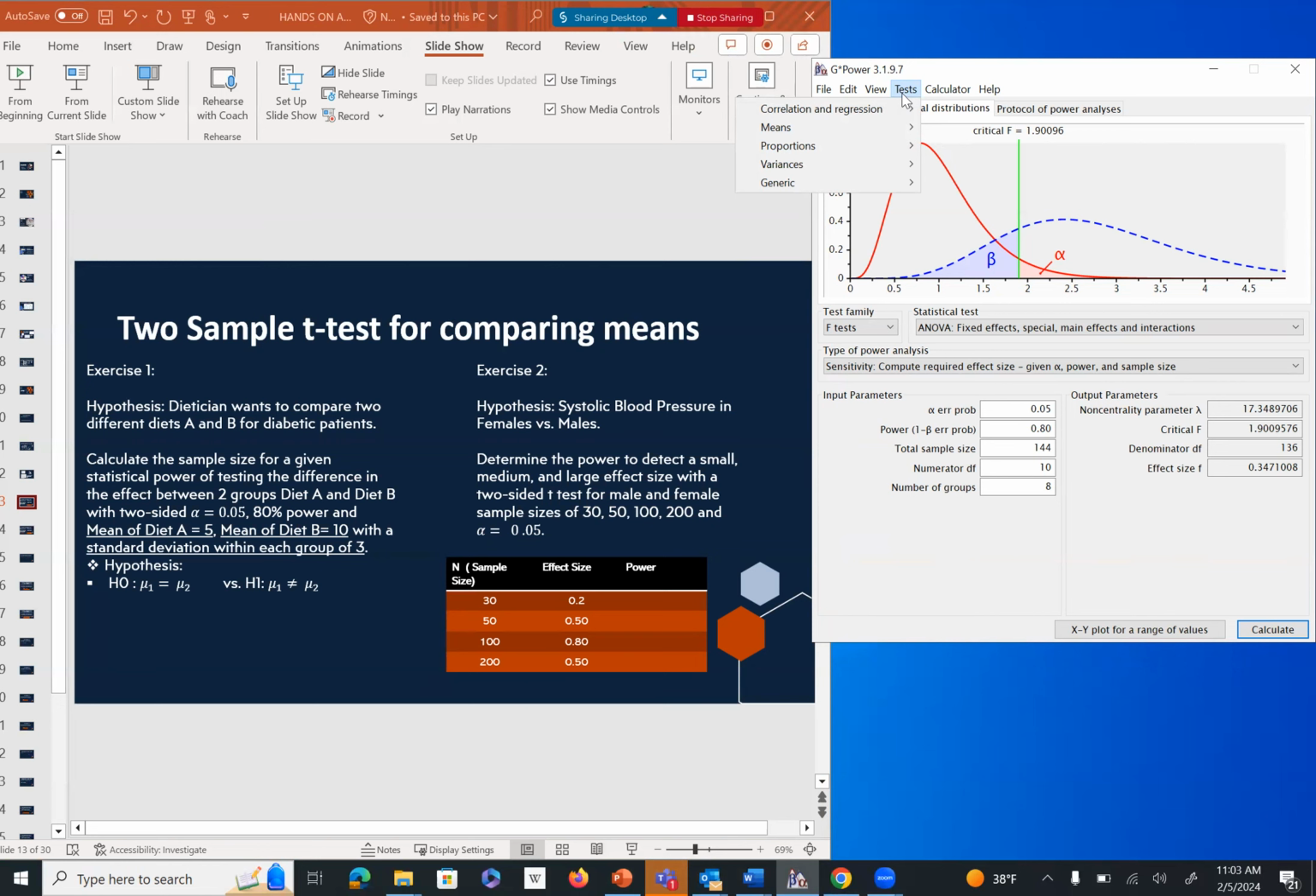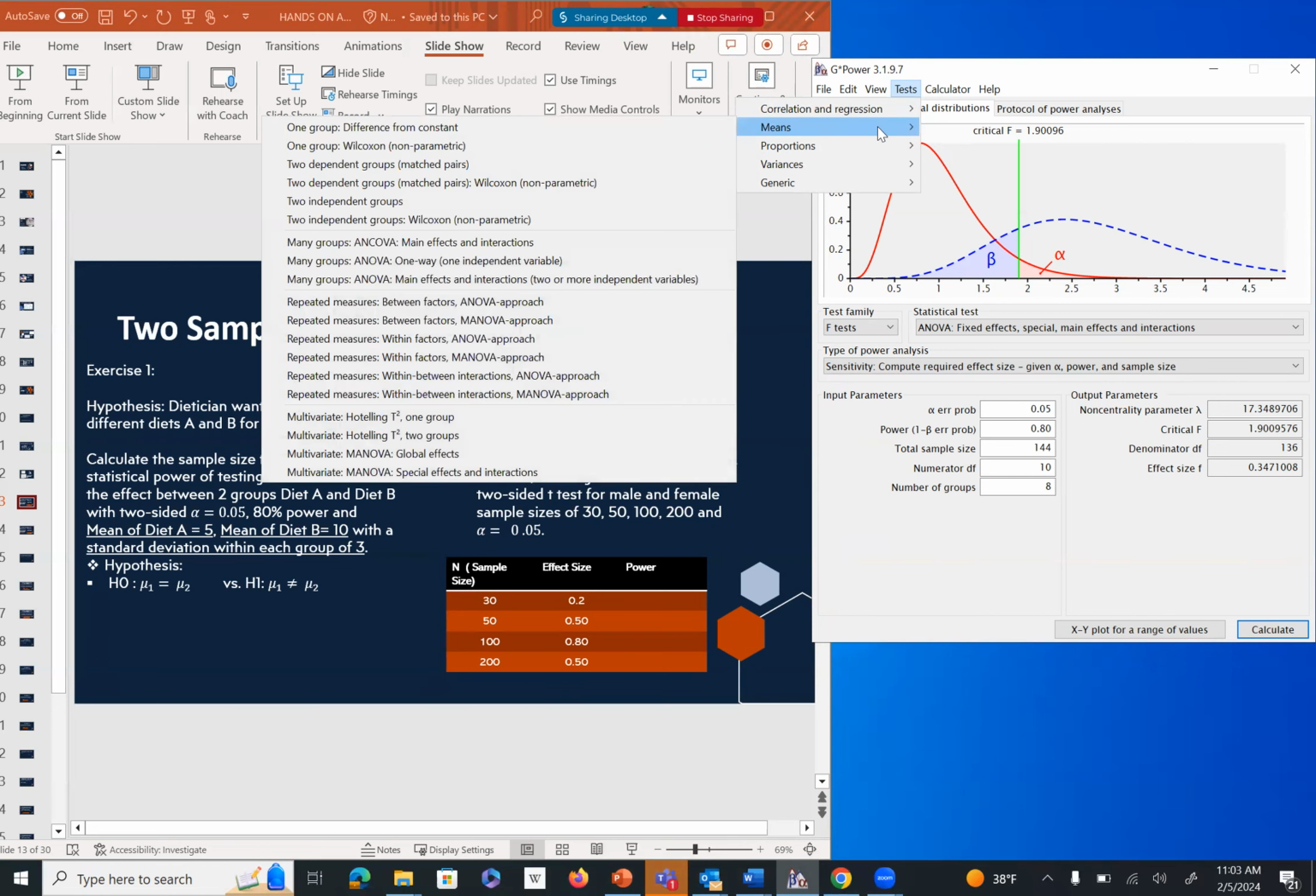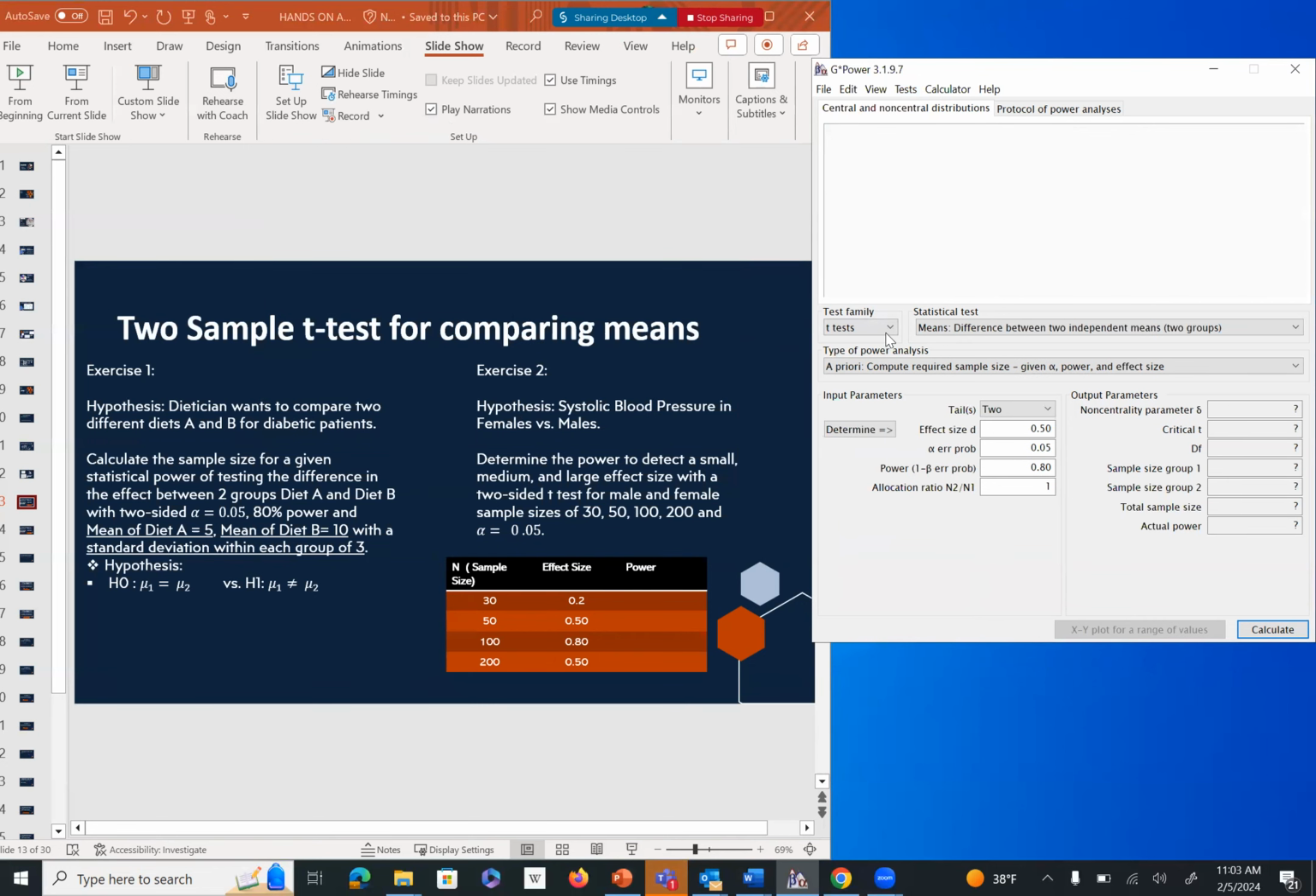So here we will go on tests. We'll navigate to means, and then we'll go on two independent groups, because this is not a matched pair. The reason why we're performing a two independent groups test is because we're comparing two samples. Now you see here, the test family is a t-test because you're looking to compare the difference between two groups. The statistical test is looking to see the difference between the means in diet A patients and diet B patients.